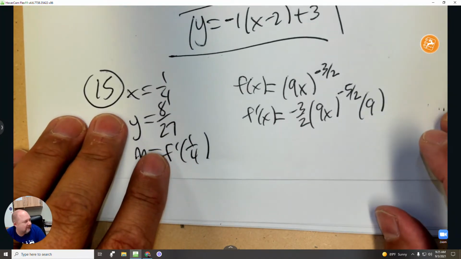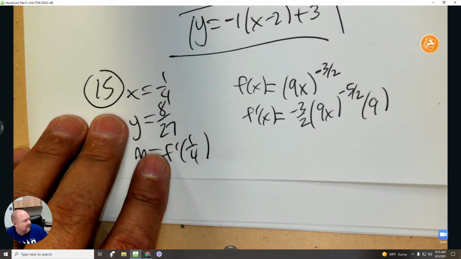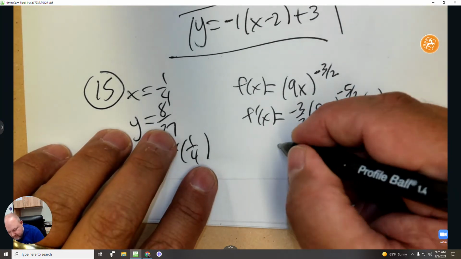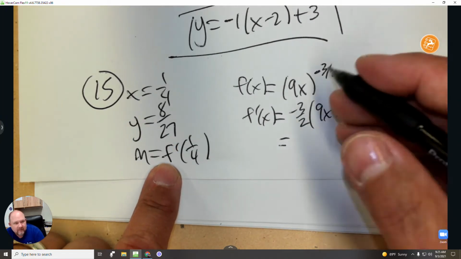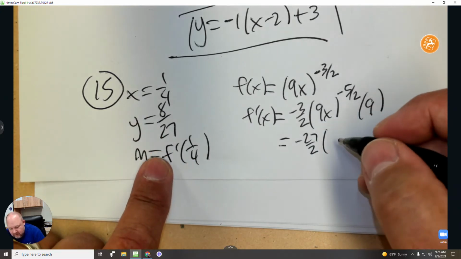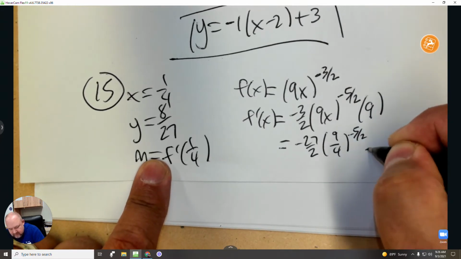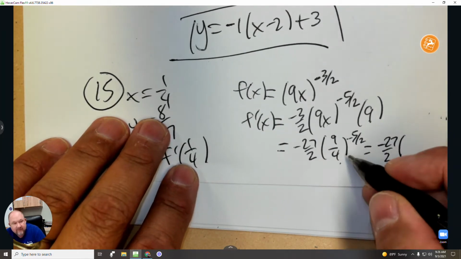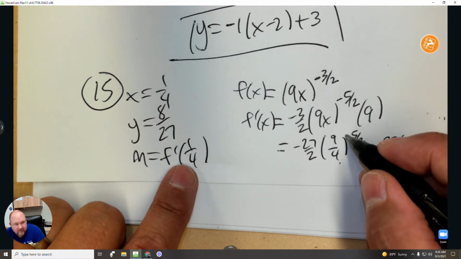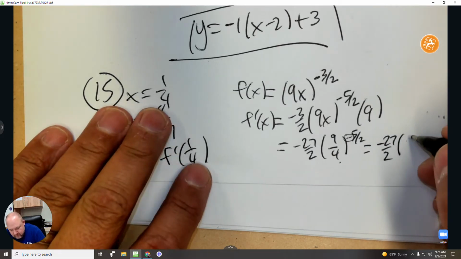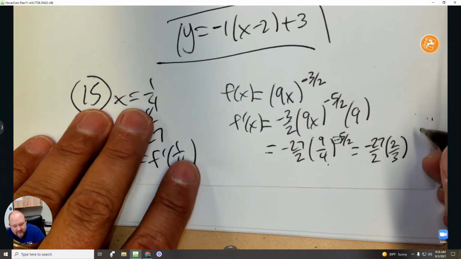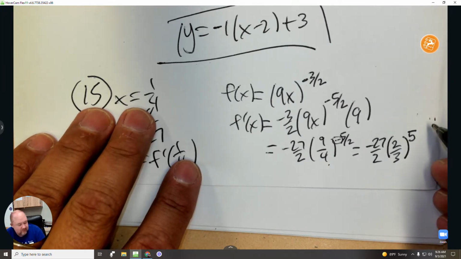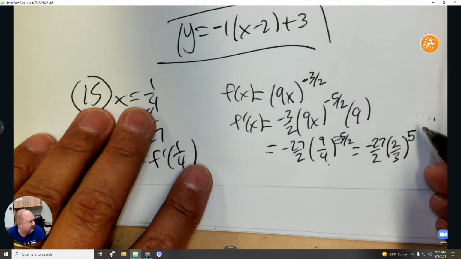I am going to simplify that just a little bit. So this is -27 over 2. If I plug in a quarter, I get 9 over 4. Stick with me here. So this is -27 over 2. The negative exponent will flip this, so the square root is going to be flipped, so it's 2 over 3. I still have the exponent 5 to deal with. So what is this whole thing going to simplify to? 2 to the 5 over 3 to the 5. The whole thing simplifies to -16 over 9.